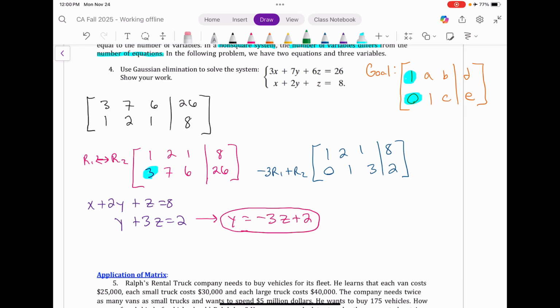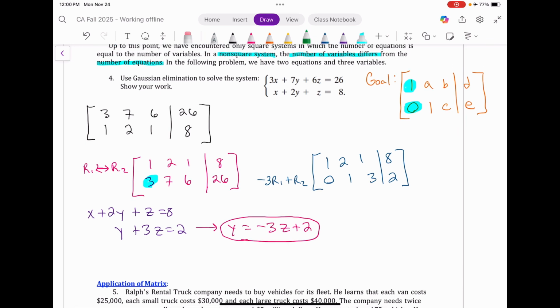So I'll also say anytime we have a non-square system, most of the time we're going to have an infinite number of solutions. There could be a time where we get no solution, but most of the time, infinite number of solutions is what's to be expected. All right, so next then we'll plug into the first equation. So we have x plus 2 times (-3z plus 2) plus z equals 8. Okay, and then we're just going to isolate x. Okay, so if you get x by itself, you'll see equals 5z plus 4.